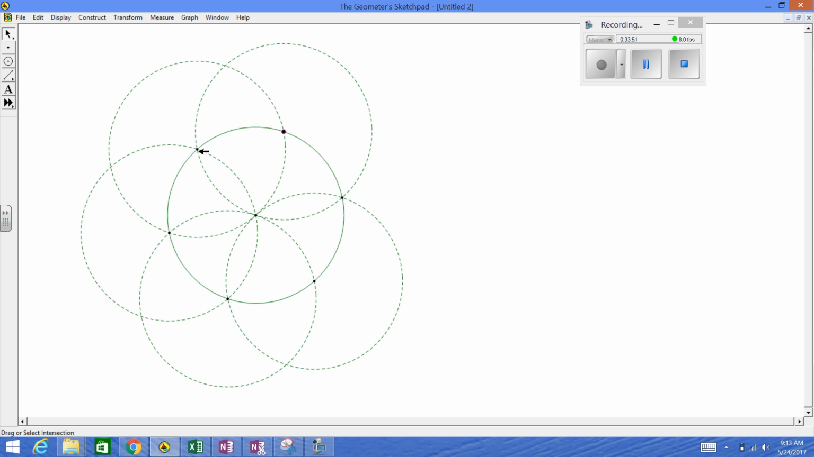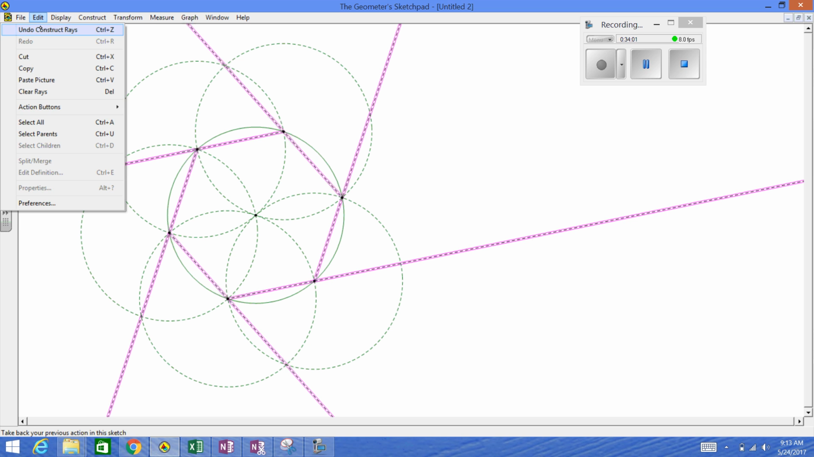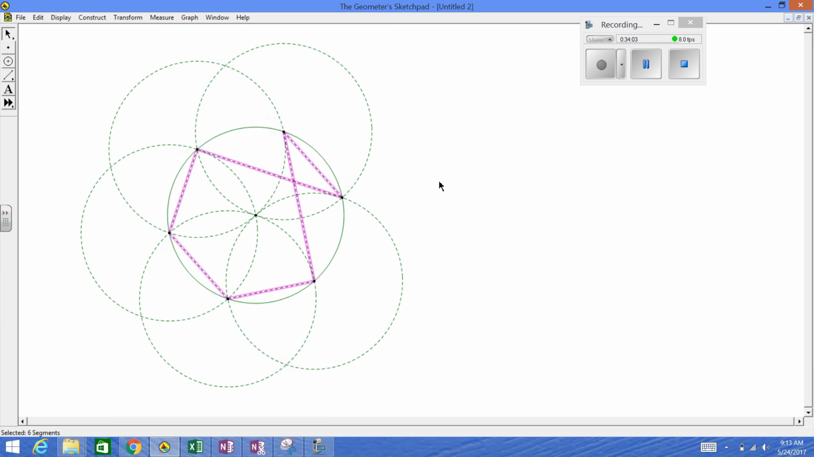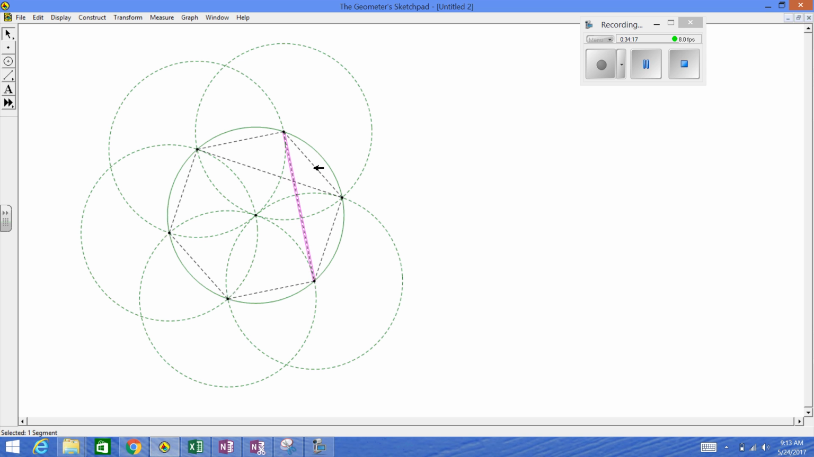So you can connect those. Don't forget to label them. Yeah, it didn't work out so good, but you get the idea, I hope. Go around the outside. Let's try that one more time. Get rid of these. All right, so you can see there's your regular hexagon.